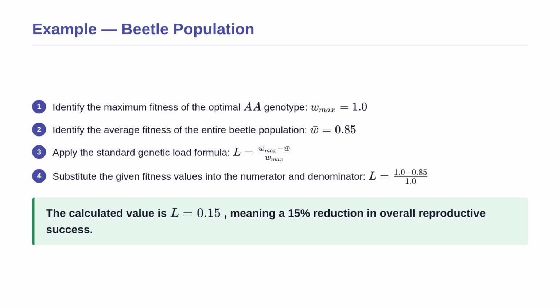We choose our standard formula because it compares these exact two values. We substitute 1.0 for W max and 0.85 for W bar. Subtracting these gives 0.15, and dividing by 1.0 leaves the value unchanged. The final answer is 0.15, or 15%. This means the beetle population experiences a 15% reduction in overall reproductive success compared to a perfectly adapted population.